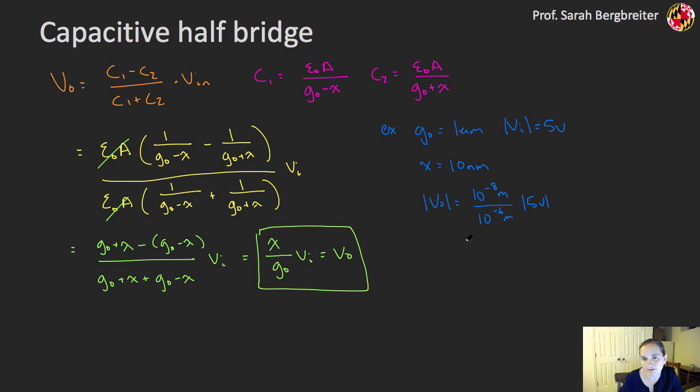So I'm getting 50 millivolts at my output, right? That's 50 millivolts magnitude of a sinusoidal signal, but 50 millivolts is something that's pretty straightforward to detect, right? That's not something that's really tiny, and I'm talking about measuring a displacement of 10 nanometers. So you can start to see some of the advantages of using capacitive sensing when you can make very small gaps.